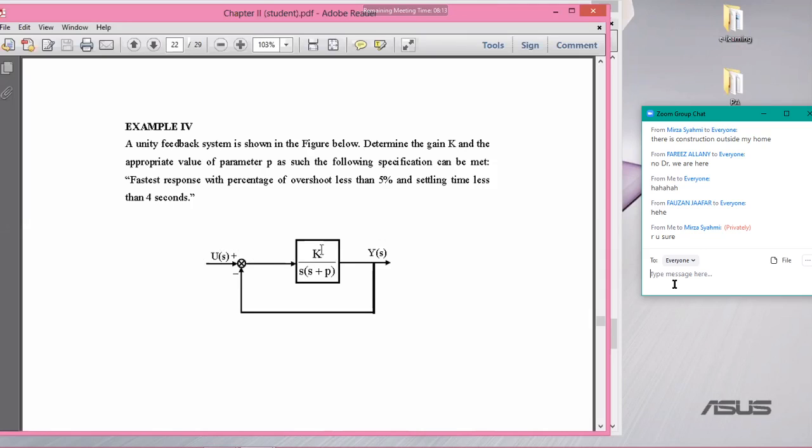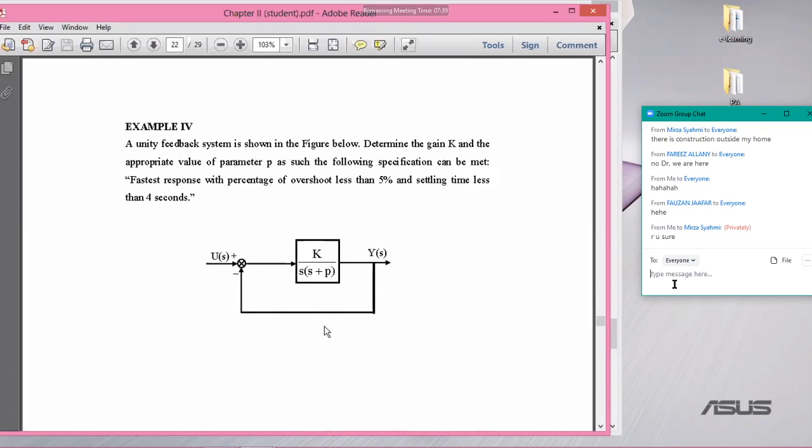K and P, we can design any value we like. It is just the property of the system. So what values of K and P should you choose so that the settling time is 4 seconds and the overshoot is less than 5%? Again, we have discussed that the overshoot only depends on damping ratio. But your first task is to obtain the overall transfer function that relates input and output.